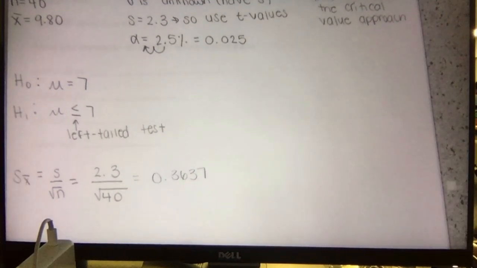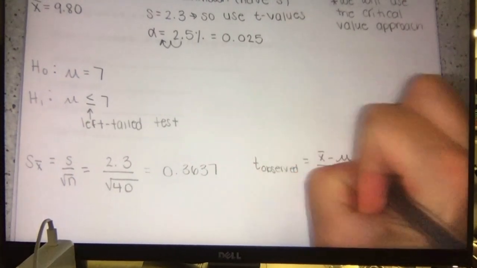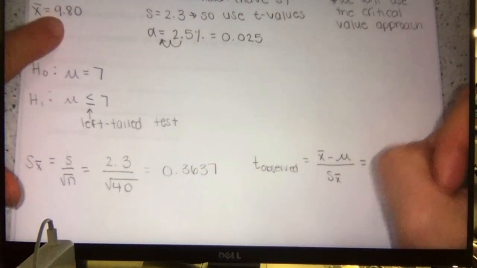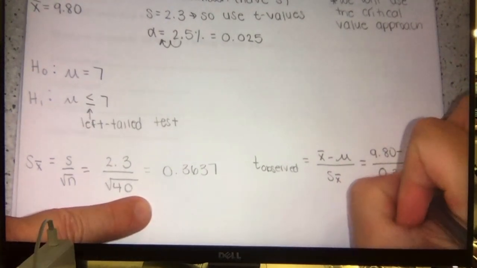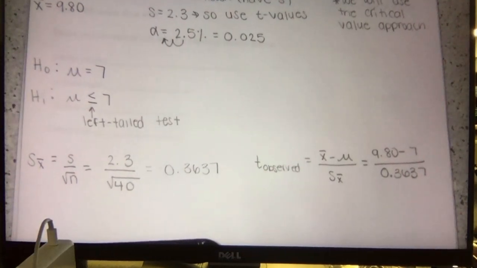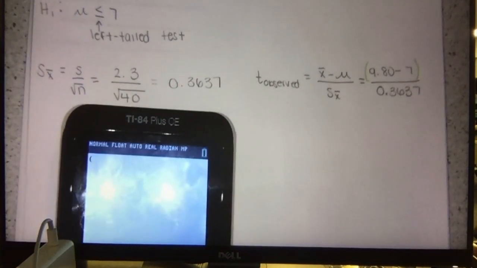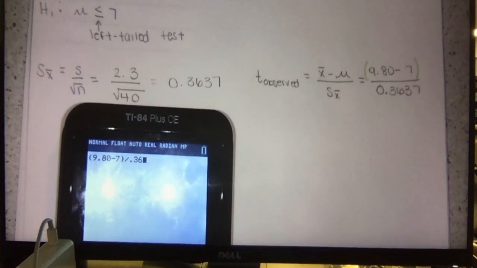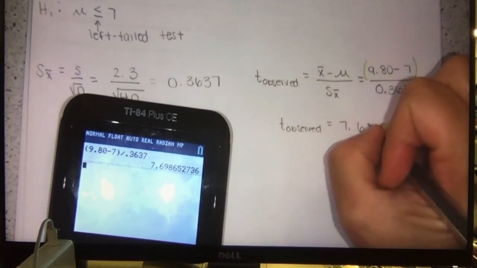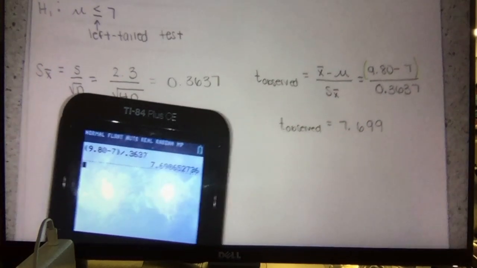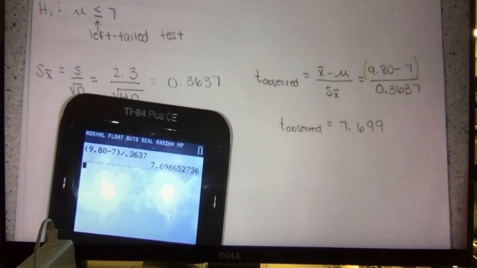We need to find our t observed, which is x bar minus our mu all over our sampling standard deviation that we just found. Our x bar is 9.80 minus our mu, which is 7, all over our sampling standard deviation, which is 0.3637. So make sure to put the numerator in parentheses at the top of our fraction. 9.80 minus 7 divided by 0.3637. And that will give us our t observed is 7.699. 7.6986 will round up to 7.699. So we found our t observed.